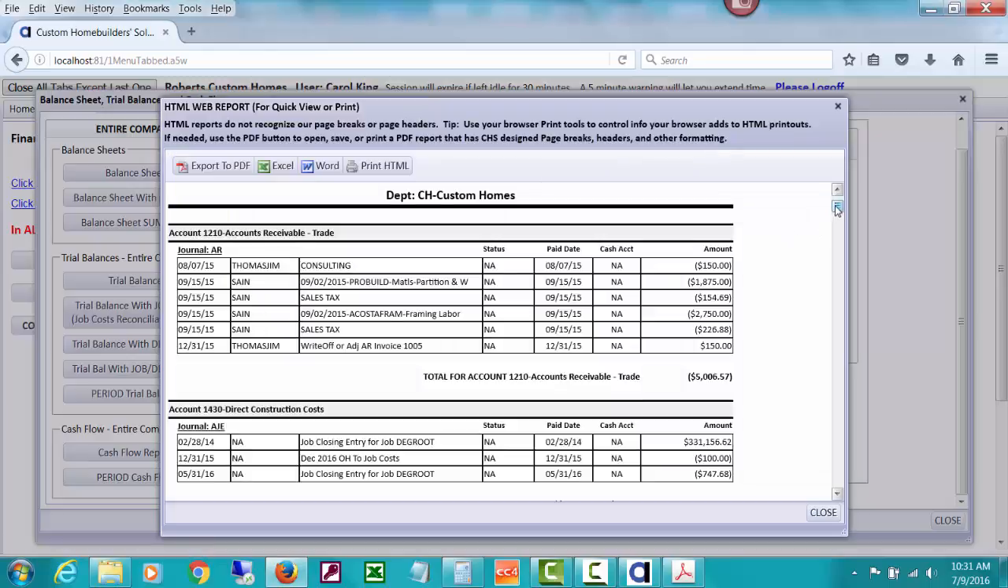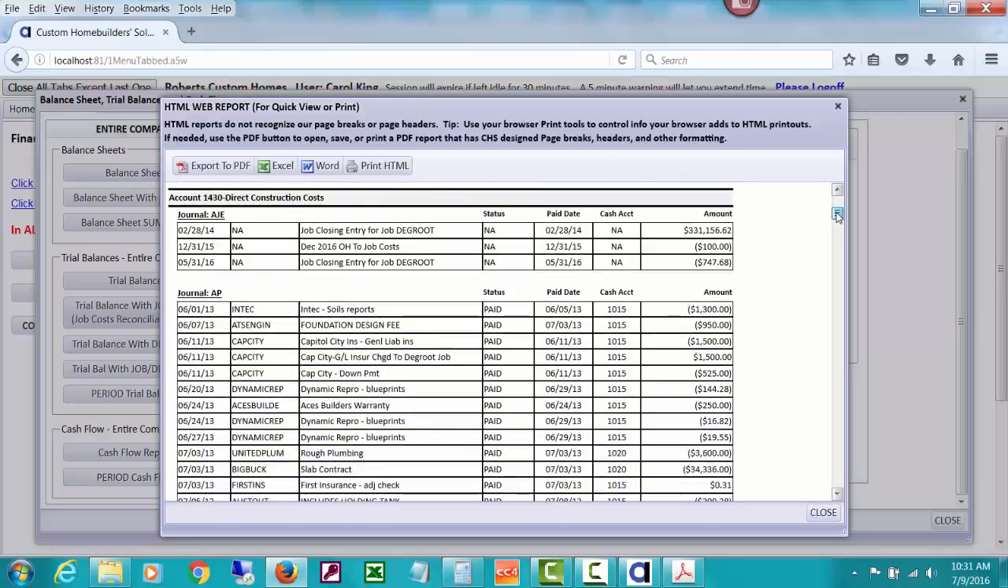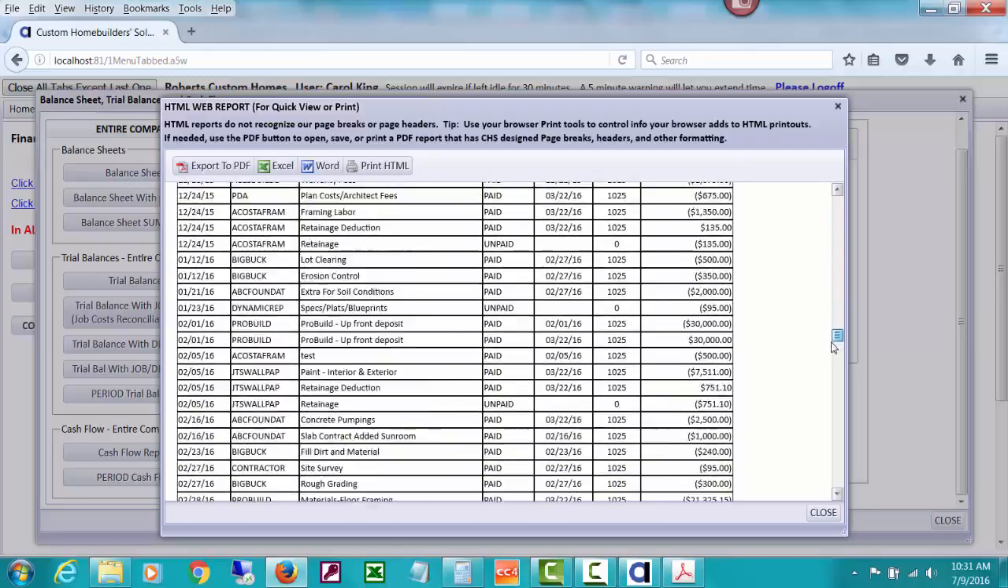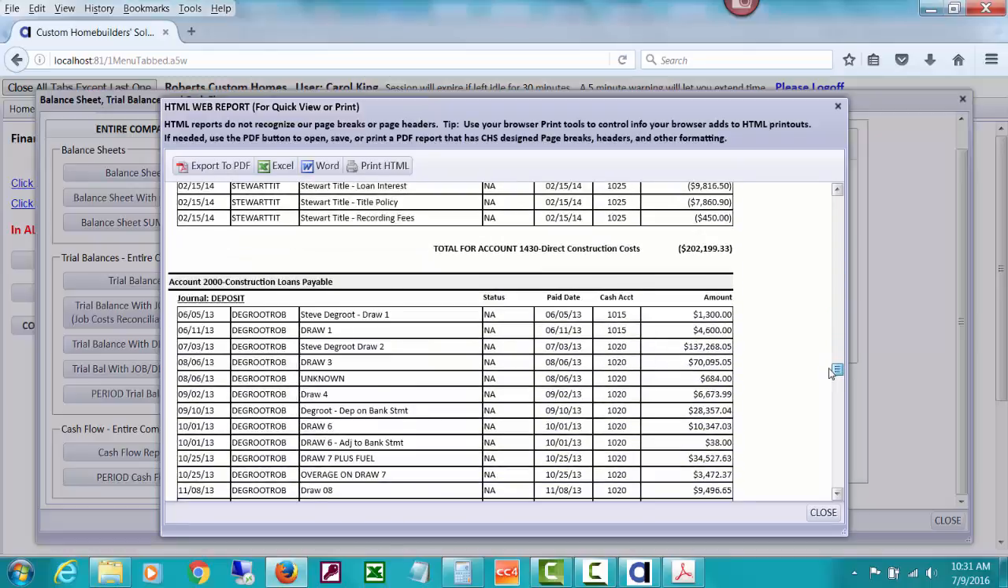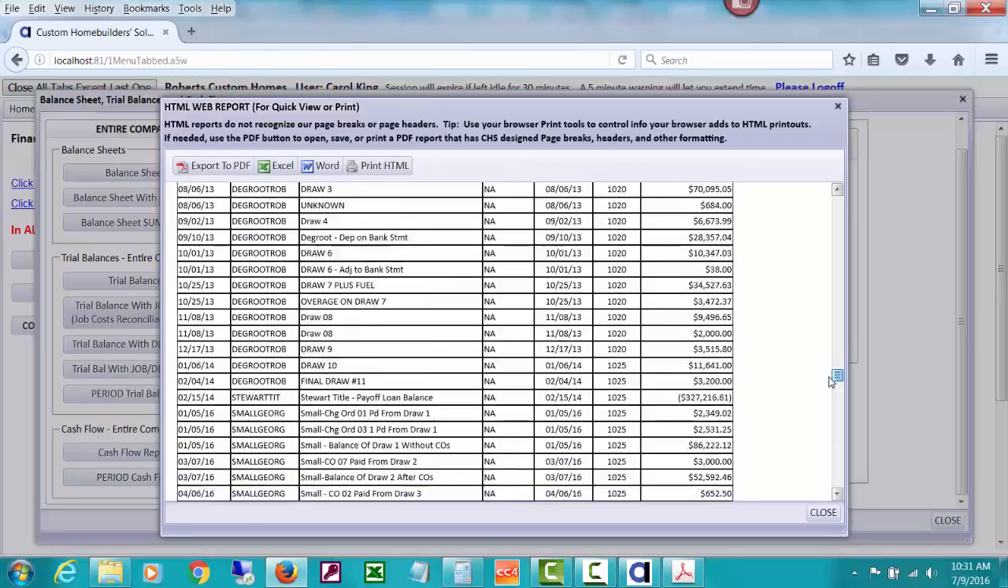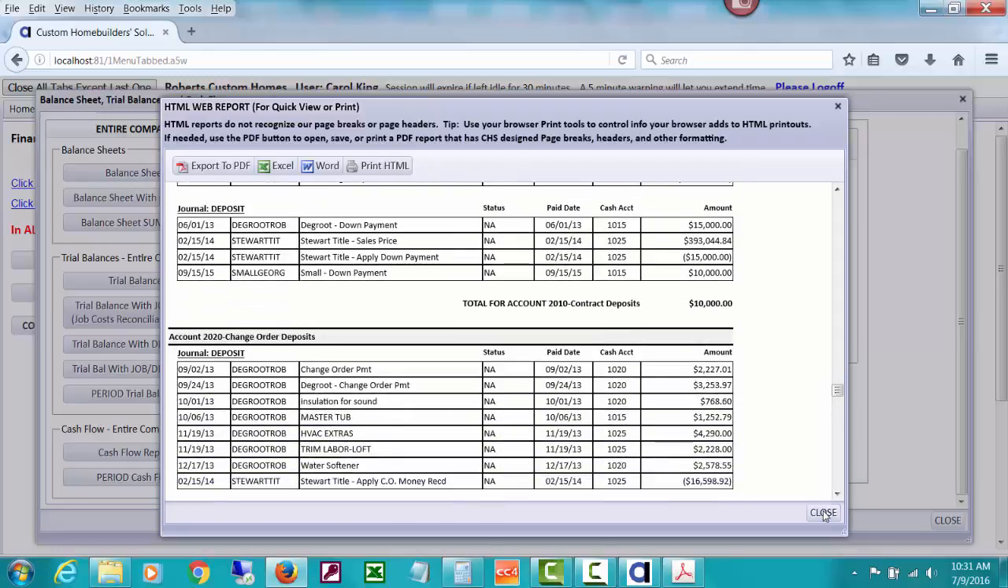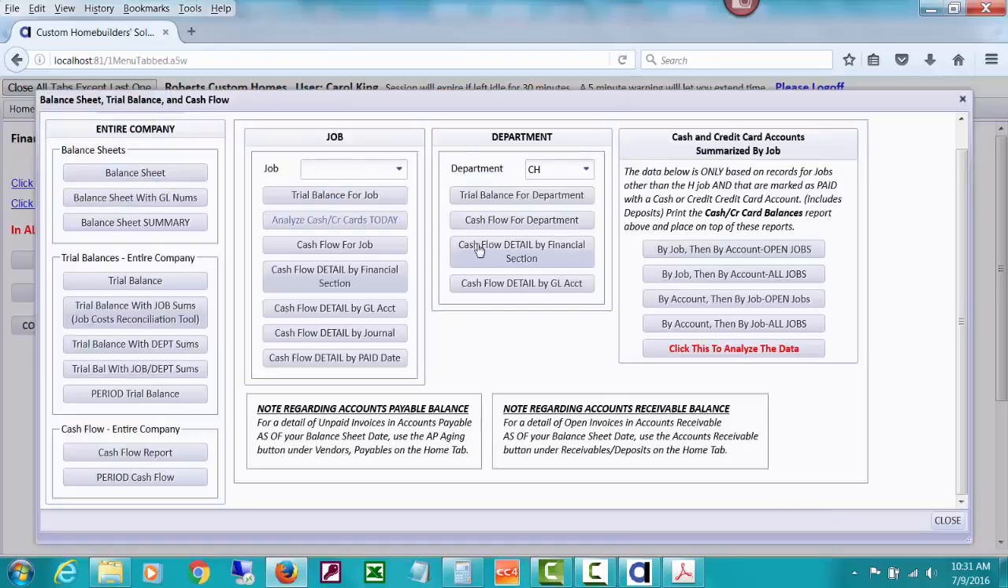And so it starts in and shows you how much is in accounts receivable for that department, the entries in direct construction costs, which might be a lot because that's the department that's used for our job costs usually, construction loans payable, and all your in and out entries. And so you can get a detail of what the balances are for this cash flow for department.